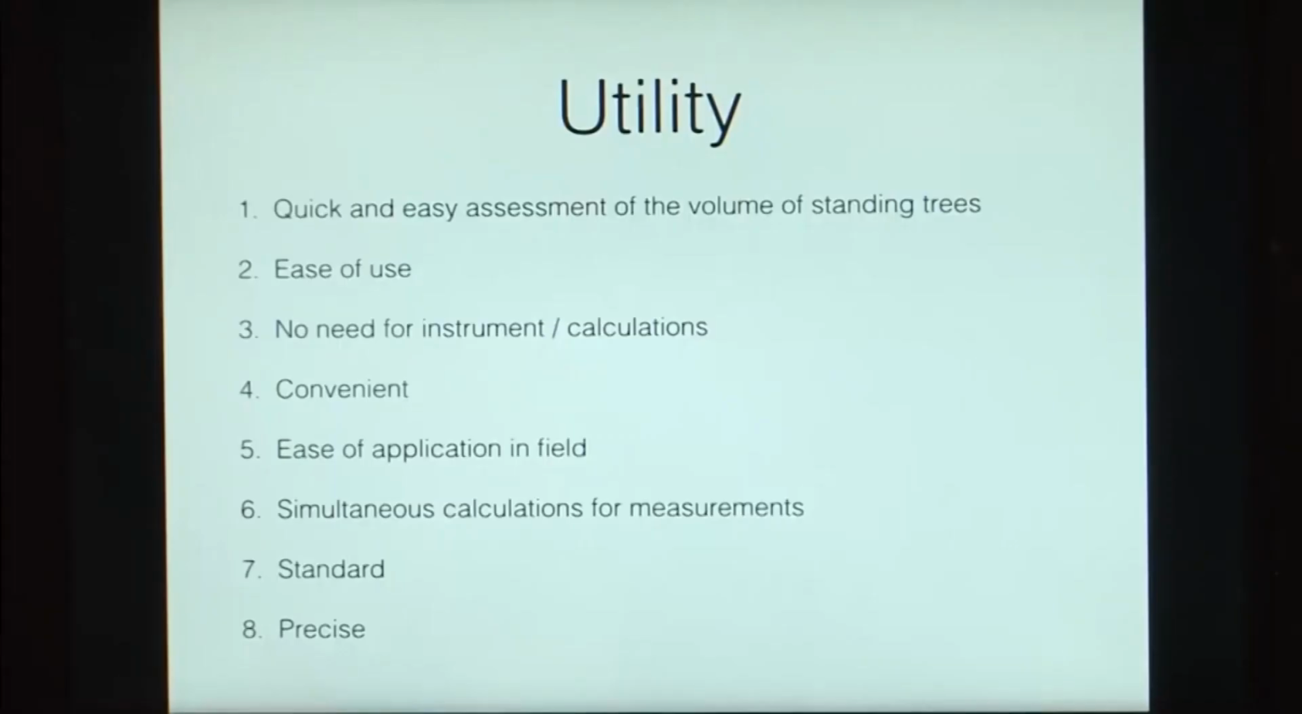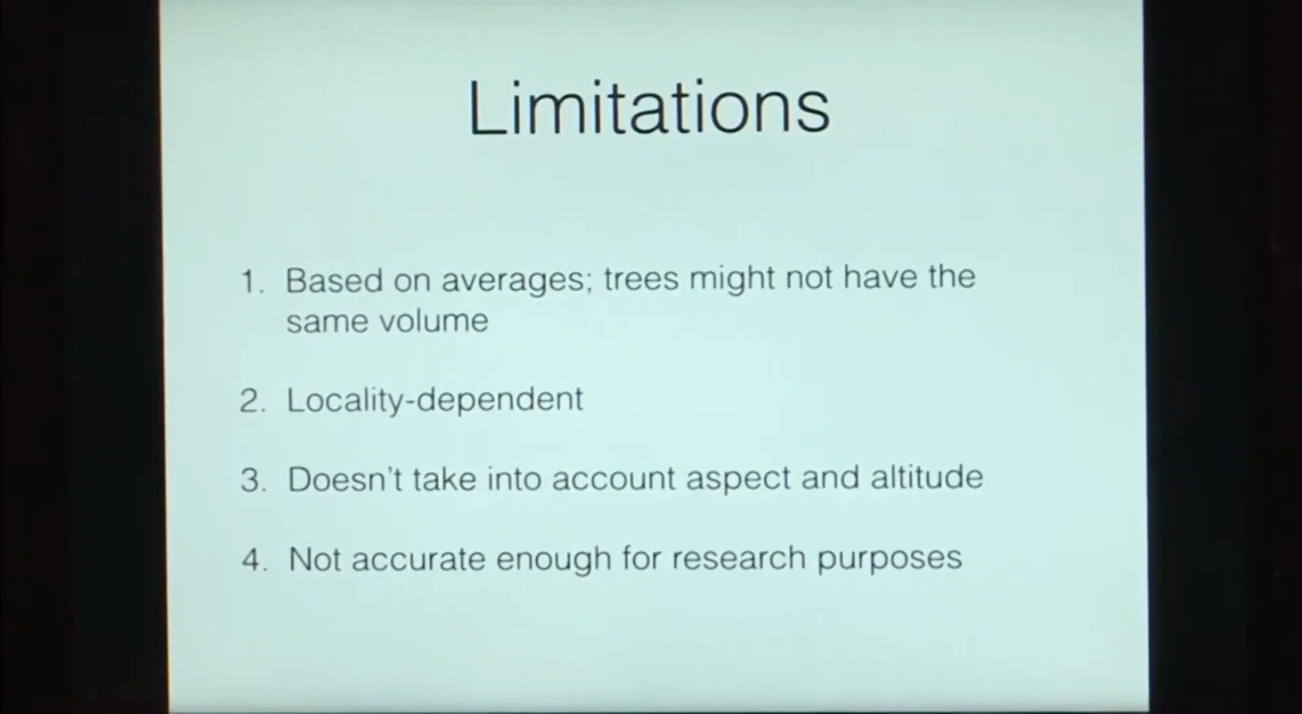They are standard and precise ways of getting the values, but at the same time they also have a few limitations. They are based on averages, and your trees might not have the same volume as the average volume. They might be dependent on the locality. So, if you have, say, a local volume table for Kanpur, you might not be able to use it in Dehradun, because local volume tables are locality dependent. They do not take into account aspect and altitude.